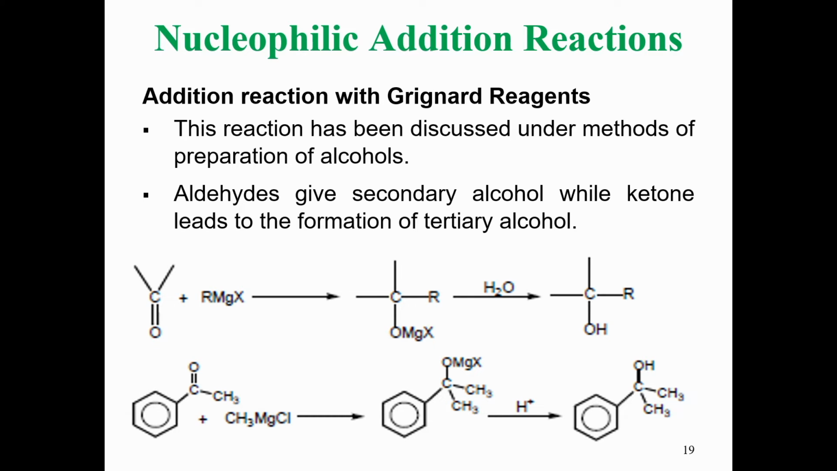In the same manner, addition reaction with Grignard reagent is going to form alcohols. Remember, this topic has been treated under our method of preparation of alcohols. When you use methanal, you're going to get a primary alcohol, but any other aldehyde apart from methanal is going to give you secondary alcohols, while ketones lead to tertiary alcohols. So that's the reaction of carbonyl with Grignard reagent. Remember, we are discussing reactions of carbonyl compounds.